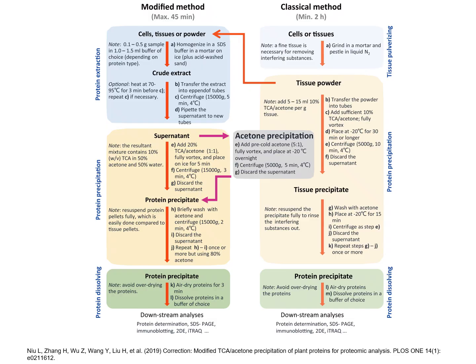So for example, from the classical method, you have tissue ground in a mortar and pestle in liquid nitrogen, and then you have tissue powder. Transfer the powder to a tube, add 10% TCA acetone, vortex, and place at minus 20 degrees for 30 minutes, then centrifuge and discard the supernatant. Then wash with acetone and place at minus 20 for 15 minutes. So these are the protein precipitation stages, and finally you can dissolve the protein for further purification. So that's the TCA method.